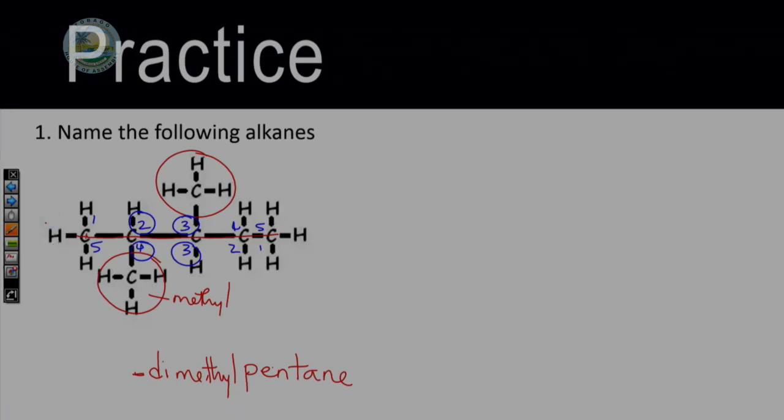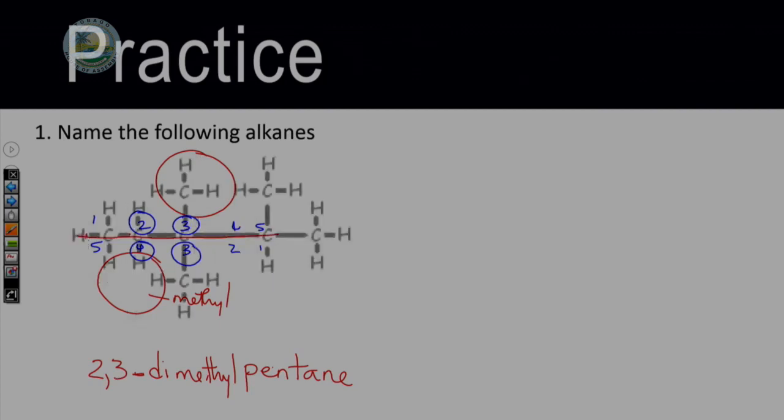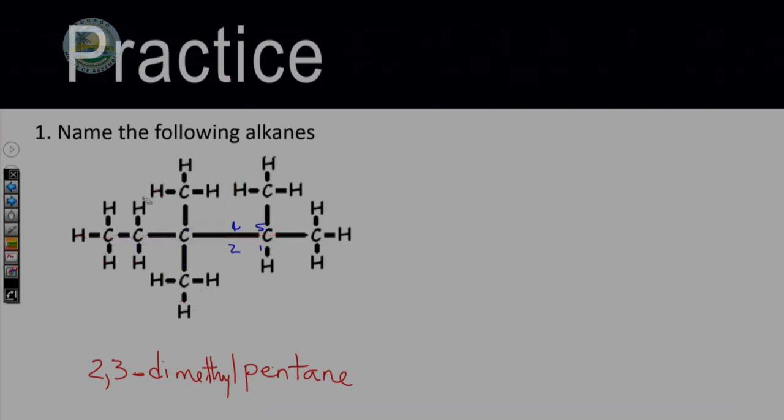So as a result, we are going to have, in this case, 2, comma, we separate the numbers with a comma, 3. And there we have it, 2,3-dimethyl pentane. And that's the name of this compound. So let's look at the next one as we go ahead, as we put our practice in.